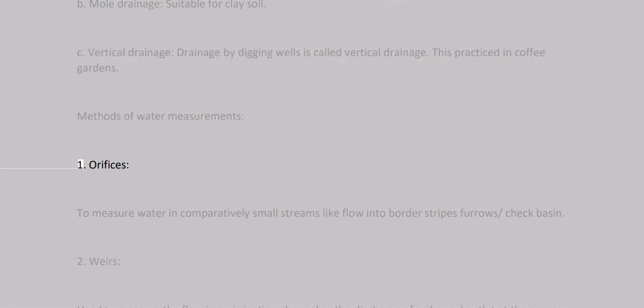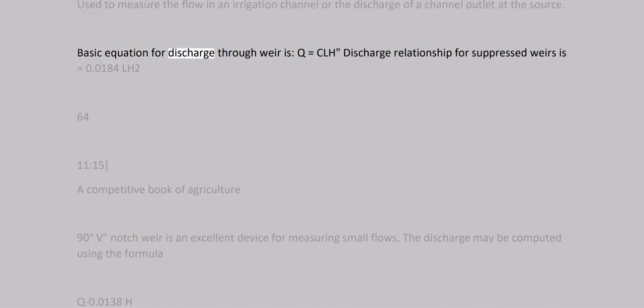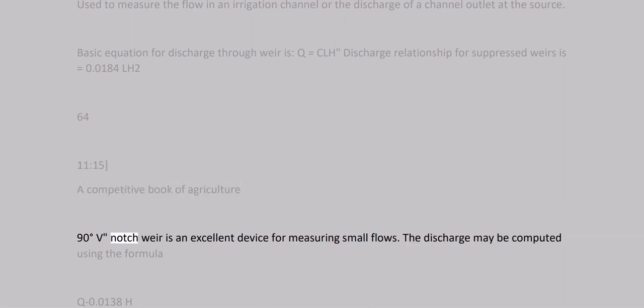Methods of water measurement. 1. Orifices. To measure water in comparatively small streams like flow into border strips, furrows, check basin. 2. Weirs. Used to measure the flow in an irrigation channel or the discharge of a channel outlet at the source. Basic equation for discharge through weir is Q equals CLH. Discharge relationship for suppressed weirs is Q equals 0.0184 LH. 90 degree V-notch weir is an excellent device for measuring small flows. The discharge may be computed using the formula Q equals 0.0138 H.